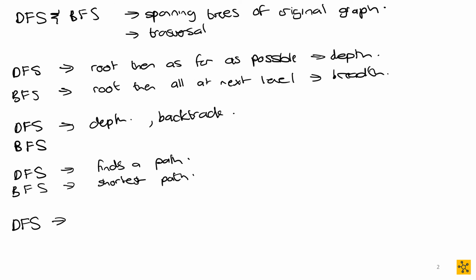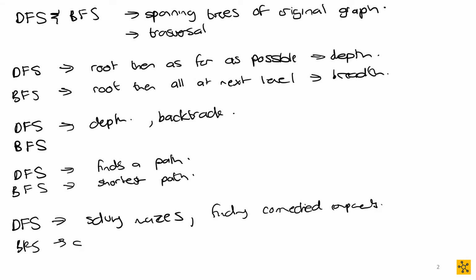So depth first search, solving mazes. There are obviously a bunch of other uses for it. I'm only just looking at a few simple examples. Finding out they're connected components. And the breadth first search, your shortest paths, and how connected, etc.